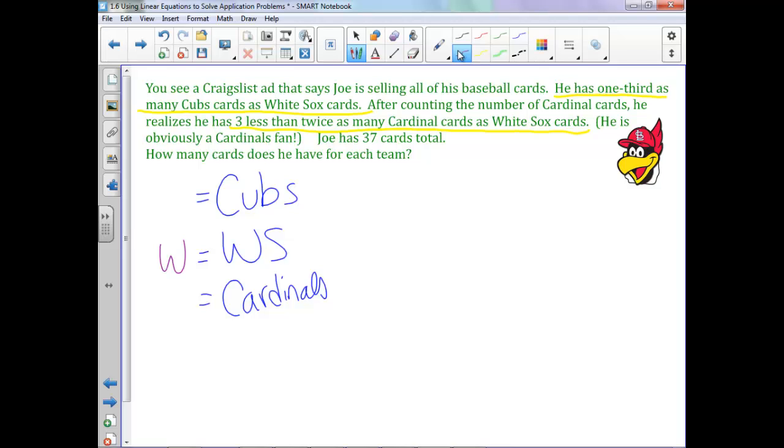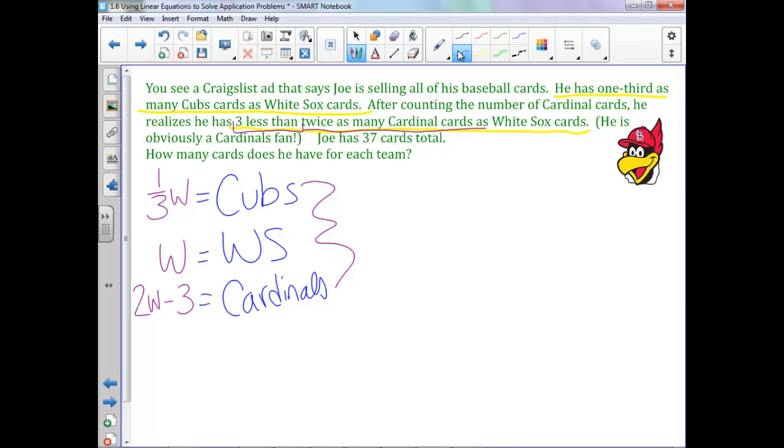Now let's go back to the Cubs. He's got 1/3 as many of them. So that means he's got 1/3 as many cards as of the White Sox. And now for Cardinals, he has got 3 less than, so that's something minus 3, twice as many. So that's 2W. So now notice we have all 3 of these using the same variable W.